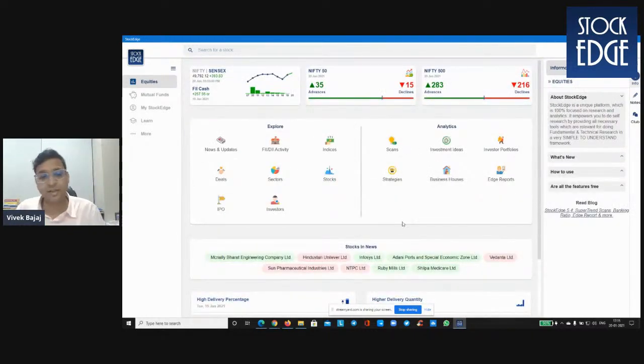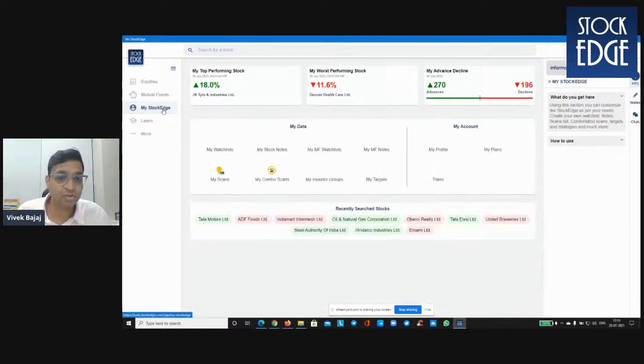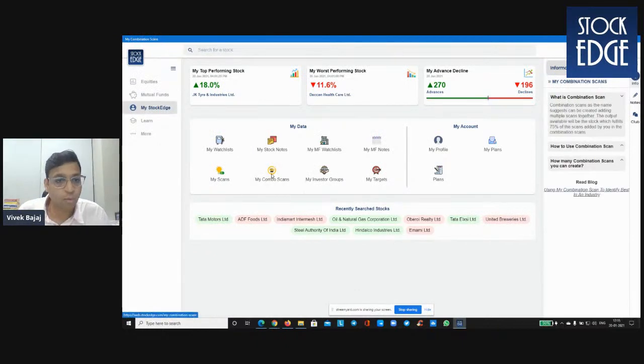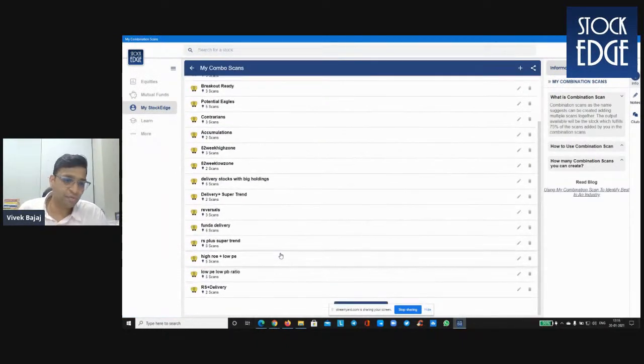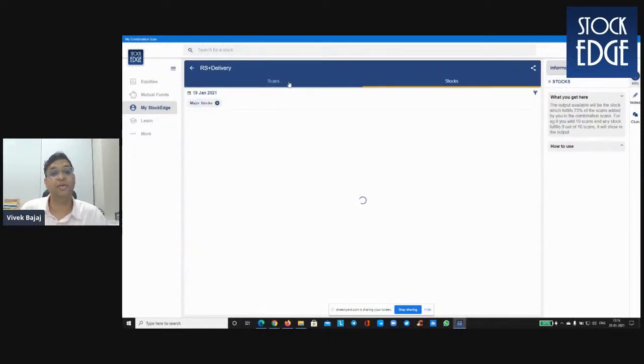Now let us take some other example. Let us create a combination scan, which a couple of you wanted to learn. So let's go to my Stockage, go to my combo scan. Okay. I have created multiple combinations. You guys can also create a combination. One of the combinations which I have created is RS plus delivery.